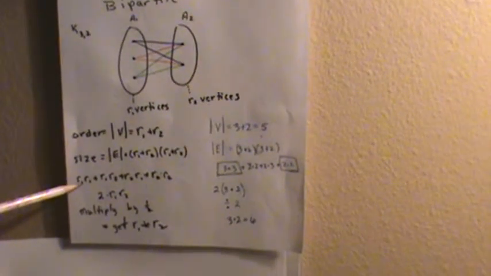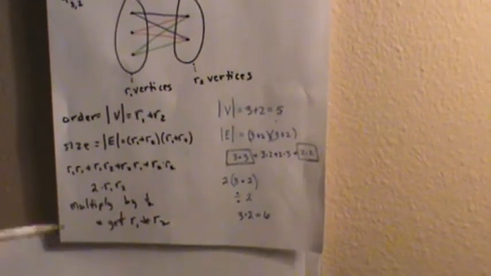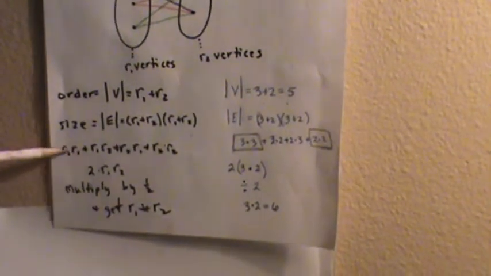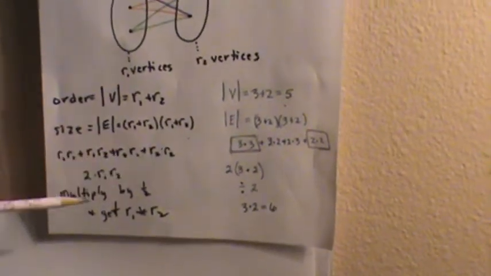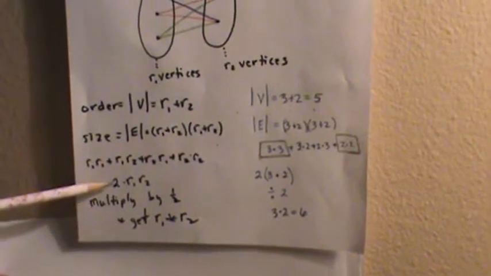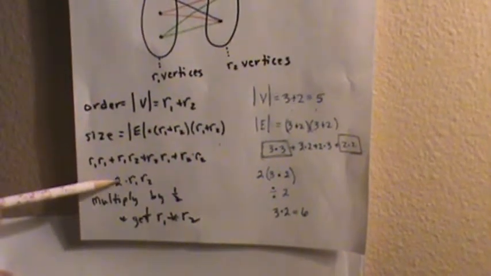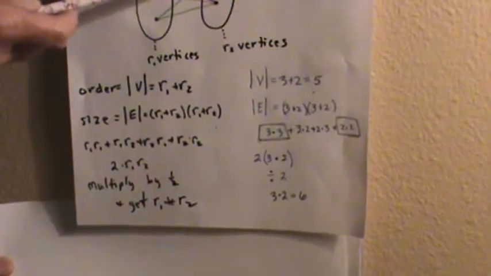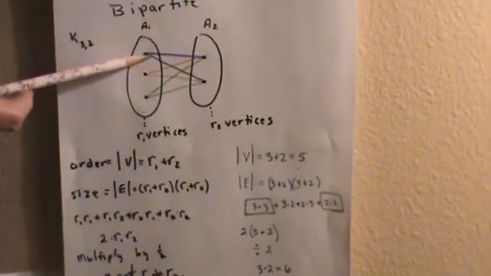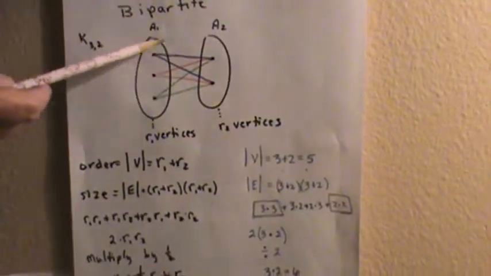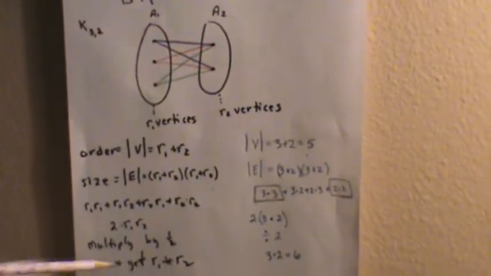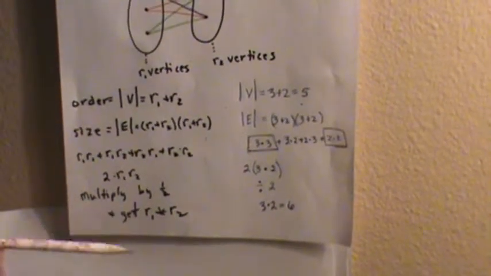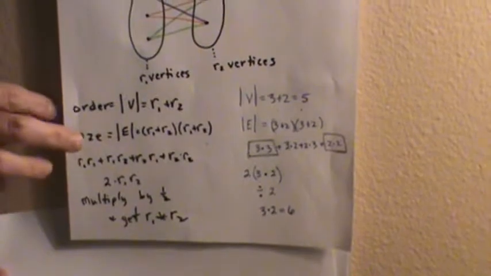And when we multiplied them, we found out that we are including the intrasets, which are not existent in a bipartite. So we end up having to subtract out the intrasets, and we need to then divide by 2 because we do not want the purple line counted twice. We don't want to count from left to right and right to left. So we end up finding that our size on a bipartite is R sub 1 times R sub 2.